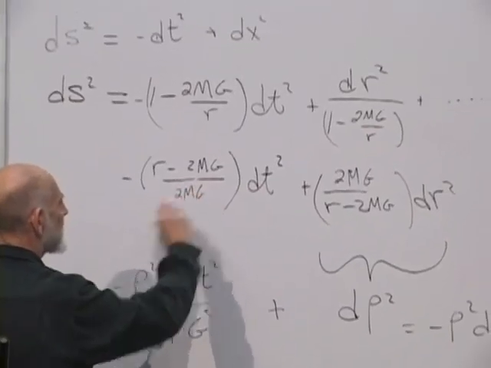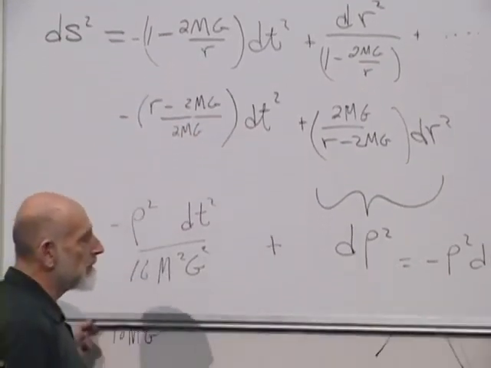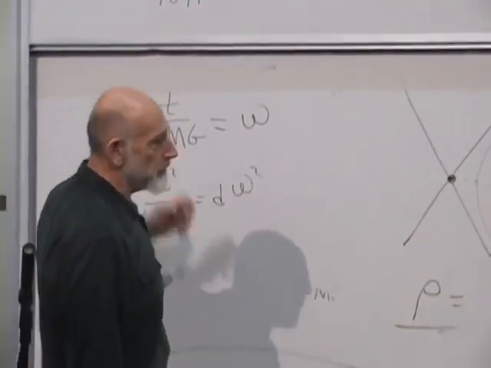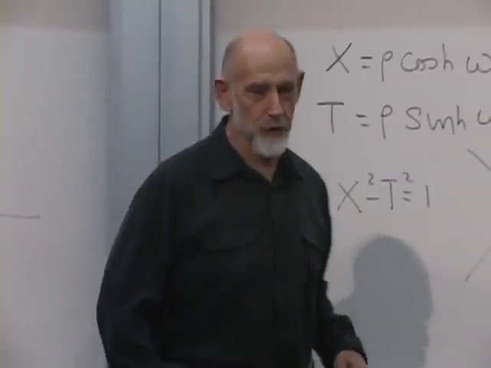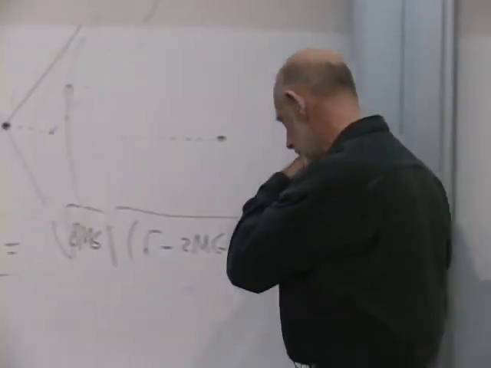As I said, this was the approximation that we made, which is an accurate approximation and is more and more accurate as R becomes closer and closer to 2 mg. Okay.